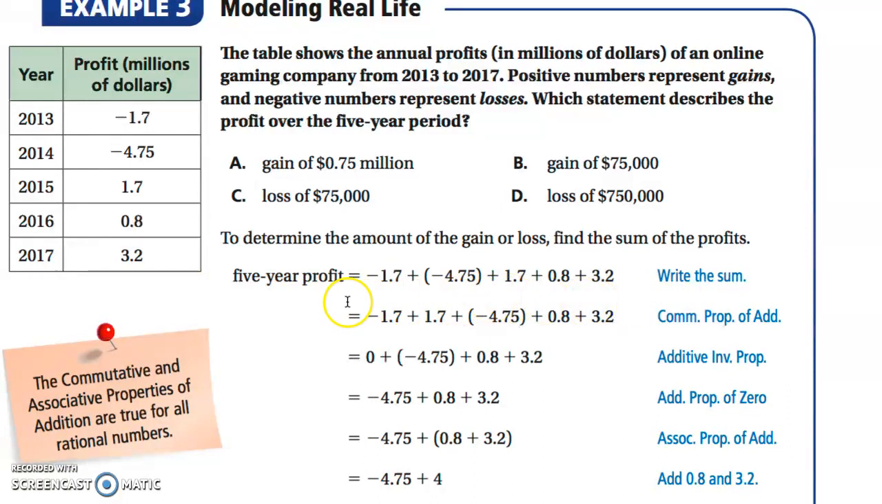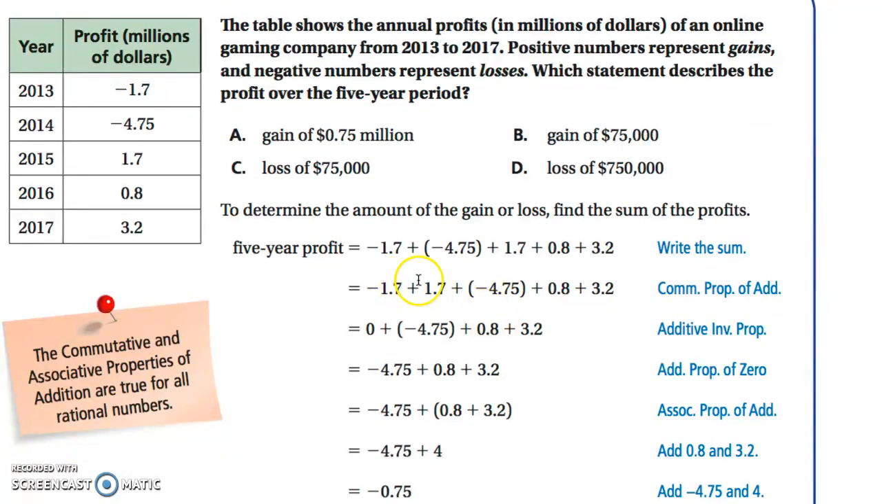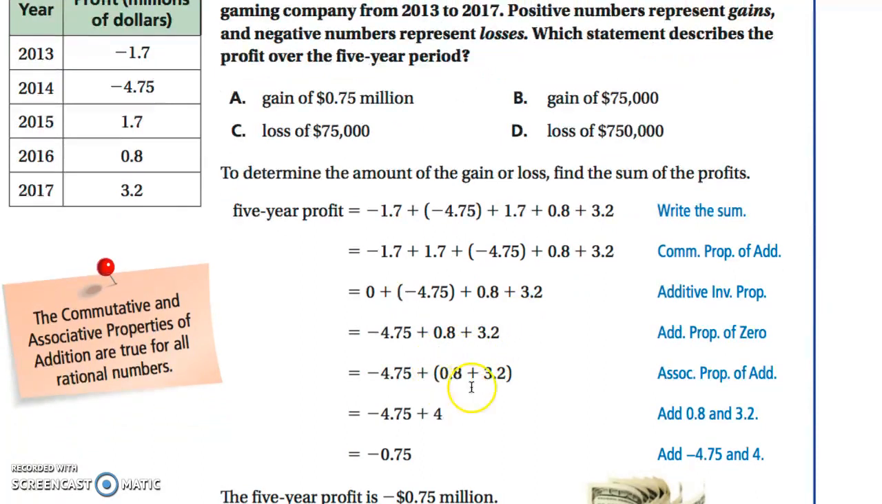The first thing you would do is write the sum. So we have a negative 1.7 from 2013 plus a negative 4.75 plus 1.7 plus 0.8 plus 3.2. Even if the problem is a lot larger, you're still using the commutative property of addition. So I can take this negative and this positive, and it makes a 0. Then bring down whatever I didn't use and simply use the associative property of addition here. So I can put them in parentheses. To add those together, I get 4.